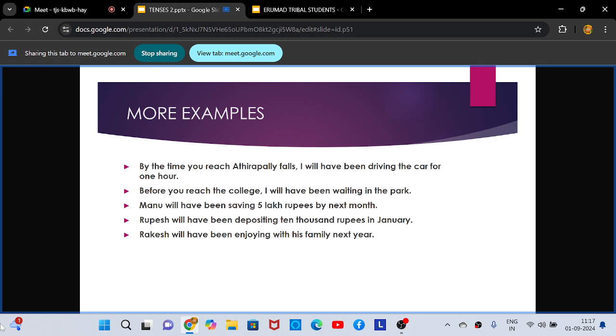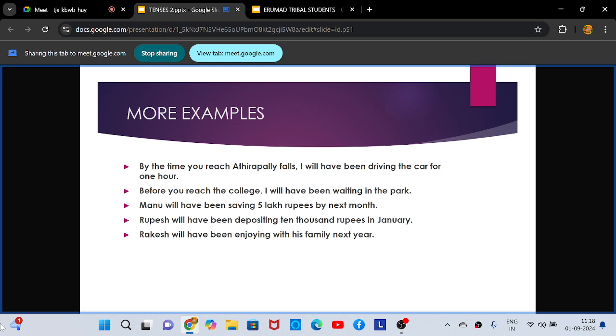Very good. So here, by the time you reach Athirappilly Falls, I will have been driving the car for 1 hour. It means, I will have been driving the car for 1 hour by the time you reach Athirappilly Falls. Means I started driving from home. It will become 1 hour when we reach that particular Athirappilly Falls. So driving is the first action. Reaching Athirappilly Falls is the second action.